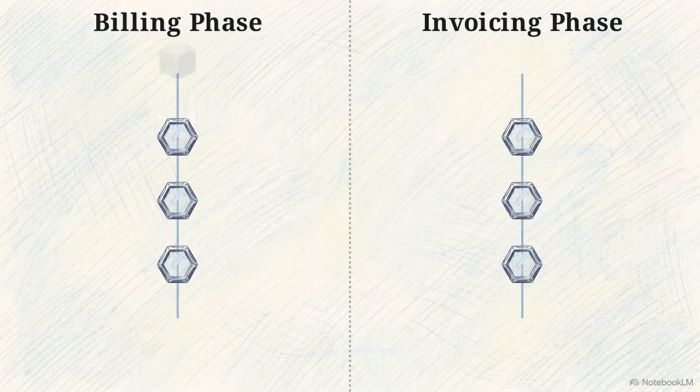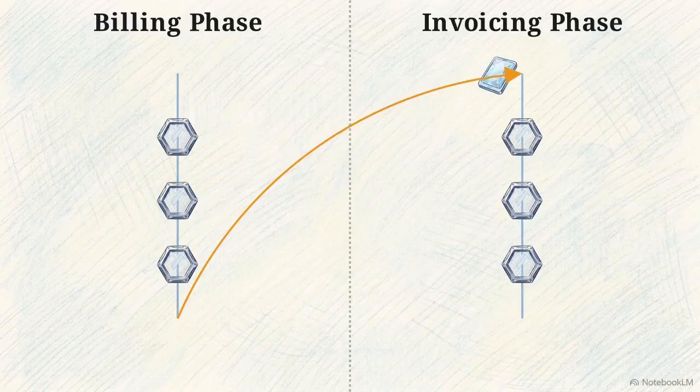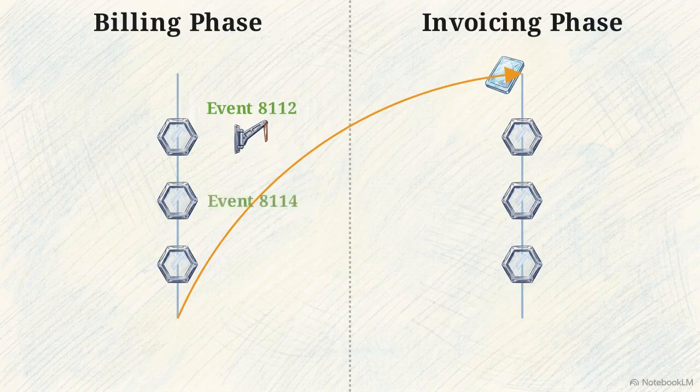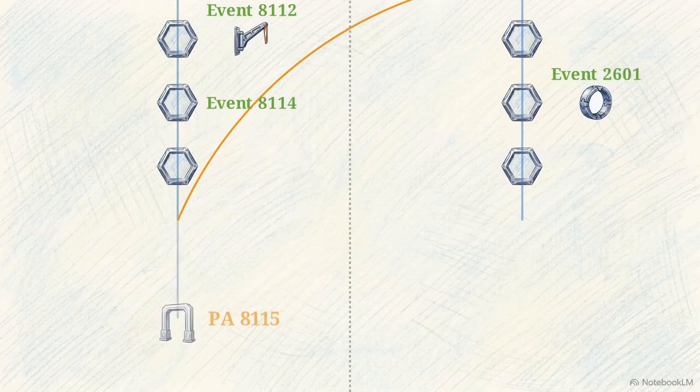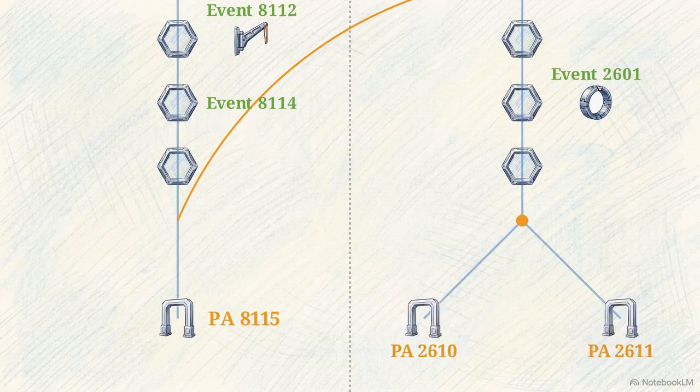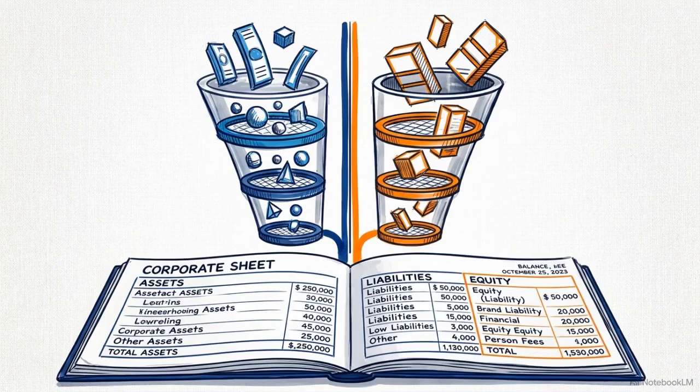While standard variants handle bulk operations, true control requires custom logic. Architects use event 8112 for billing selection, 8114 for billing grouping, and 2601 for invoicing grouping. At the bottom, posting area 8115 routes billing data, while 2610 and 2611 finalize the invoicing ledgers. Mastering SAP Convergent Invoicing means utilizing this dual funnel architecture to dictate exactly how transactional volume hits the final enterprise balance sheet.